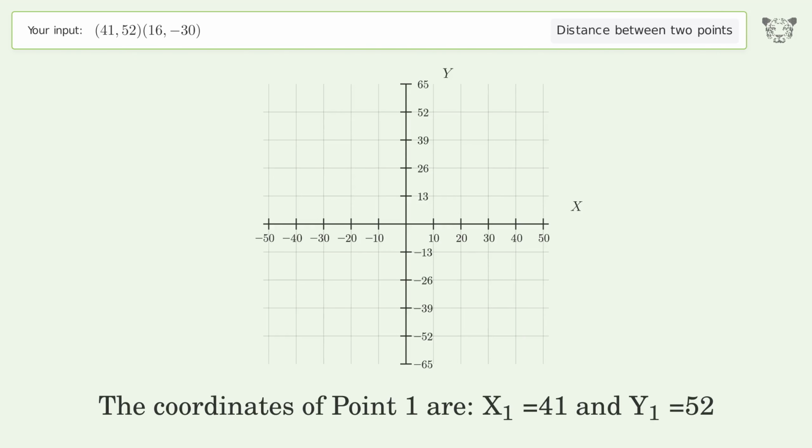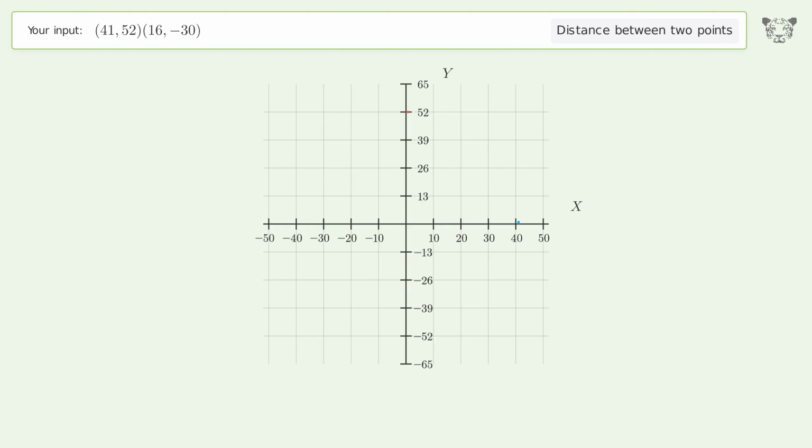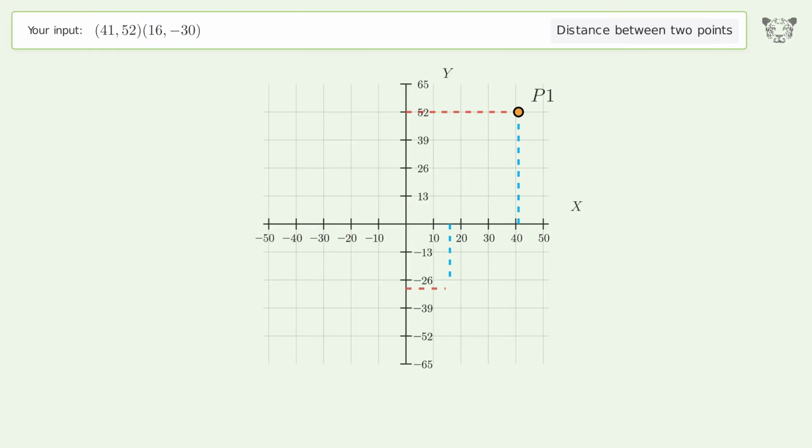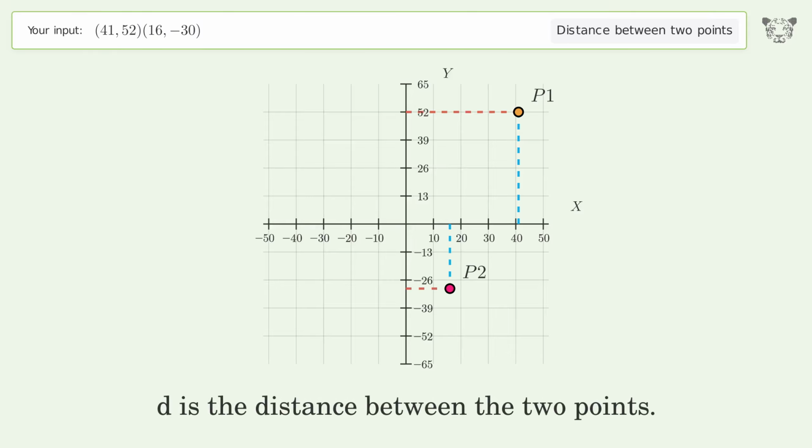The coordinates of point 1 are x1 equals 41 and y1 equals 52. The coordinates of point 2 are x2 equals 16 and y2 equals negative 30. D is the distance between the 2 points.